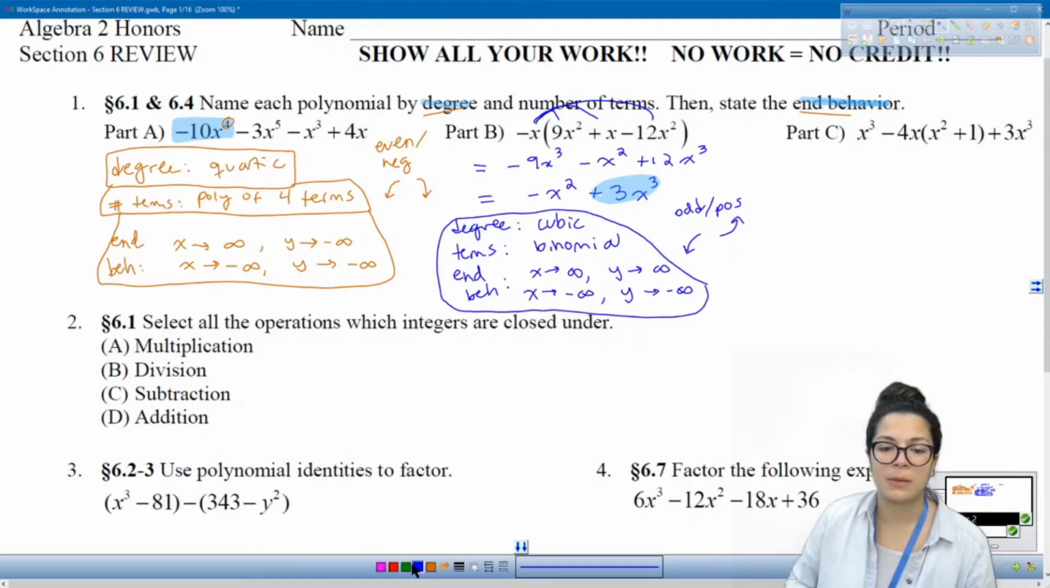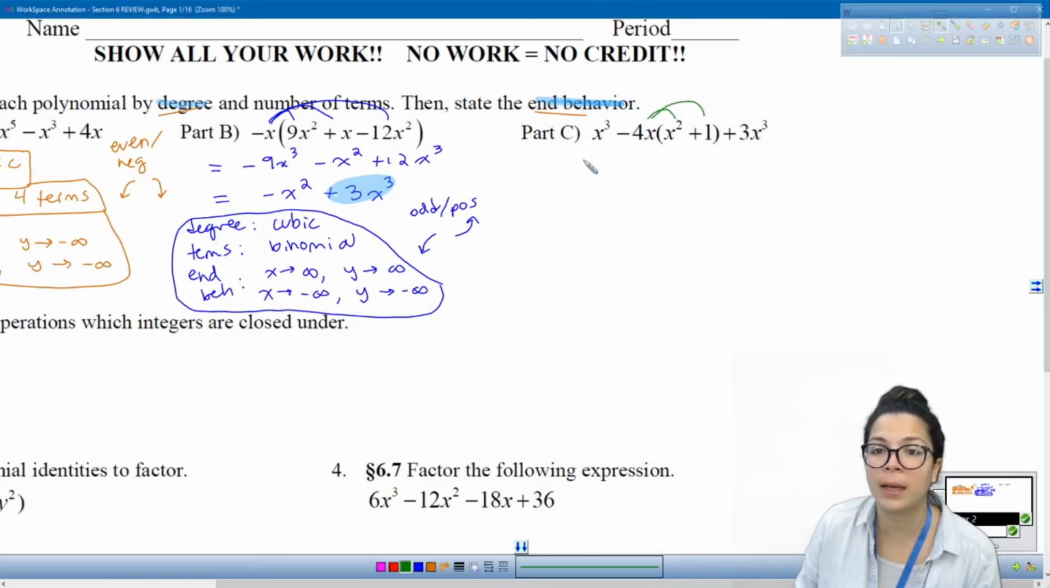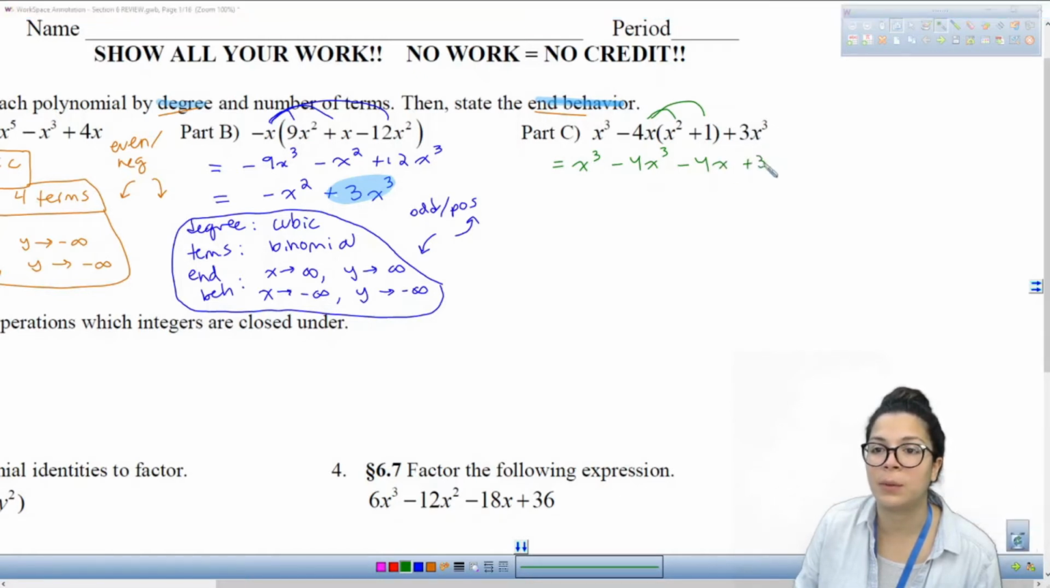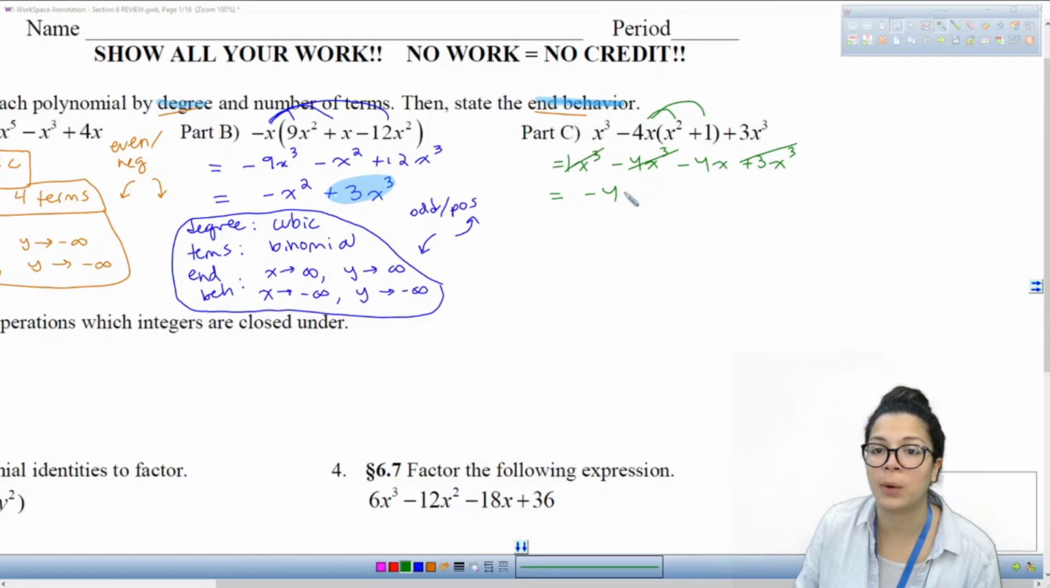All right, let's move on to the last one, part C. So part C is also not simplified, so I'm going to distribute the negative 4x, bring down the x cubed. Negative 4x times x squared is negative 4x cubed. Negative 4x times 1 is negative 4x. And then we can bring down the positive 3x cubed. Now, 1x cubed minus 4x cubed is negative 3x cubed. Plus 3x cubed will actually cancel. So all of this cancels, and you only end up with negative 4x.